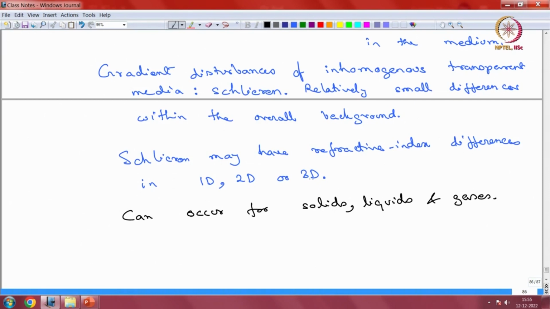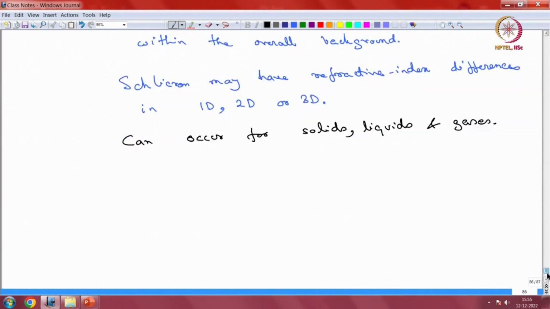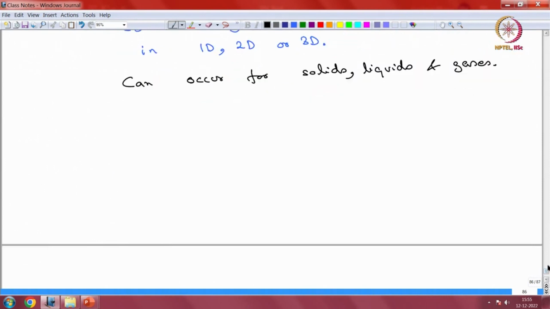Obviously, if it's a three-dimensional situation, then it's difficult to image. Usually I want to have a situation which is either one-dimensional or two-dimensional for you to be able to image them like that. And this can occur for either solids, liquids or gases. In fact, some of the first applications of Schlieren imaging was for solid systems. Now, these type of Schlieren differences can be exploited by different optical imaging techniques.